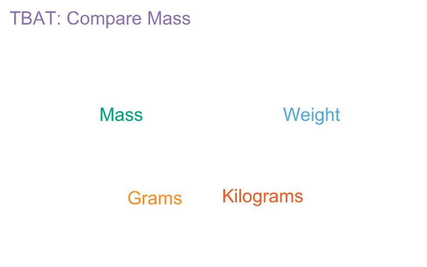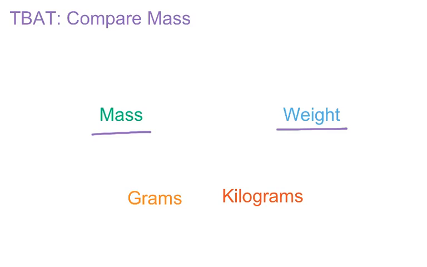Welcome to today's lesson, and your objective today is to be able to compare mass. Now, mass refers to the weight of an object. So an object could be anything like a football, a golf ball, an elephant, anything that has mass. Has weight.